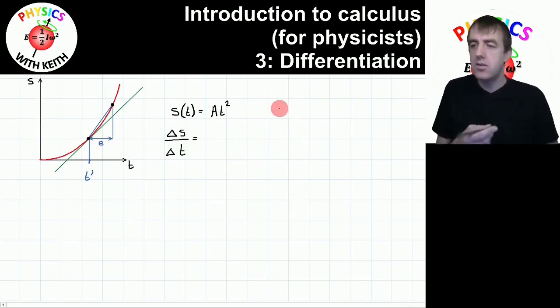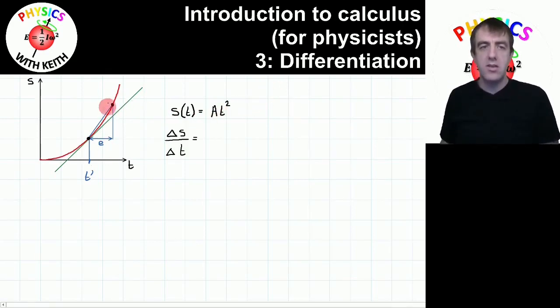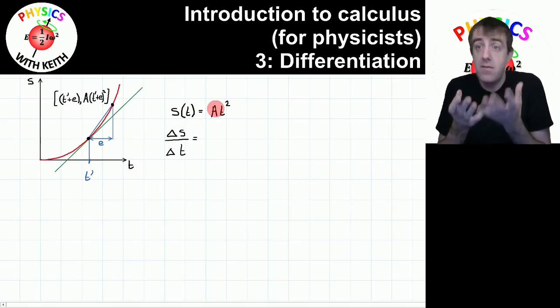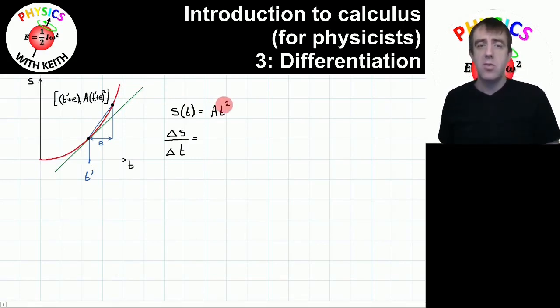Well, the gradient, so delta s divided by delta t, is this difference. This top point here has an x-coordinate t prime plus e. And the y-coordinate, we can use this equation to calculate. That's what s of t is, a function of t. So displacement as a function of t substituted in here to find the y-coordinate is a multiplied by t prime plus e squared. Whereas for this point down here, the x-coordinate is just t prime, and the y-coordinate is just a t prime squared. Again, we've just used this equation here.